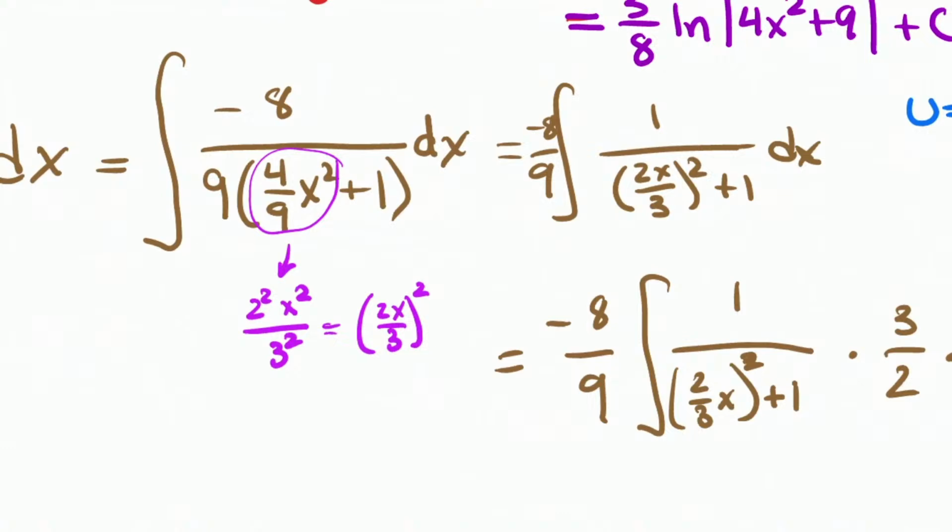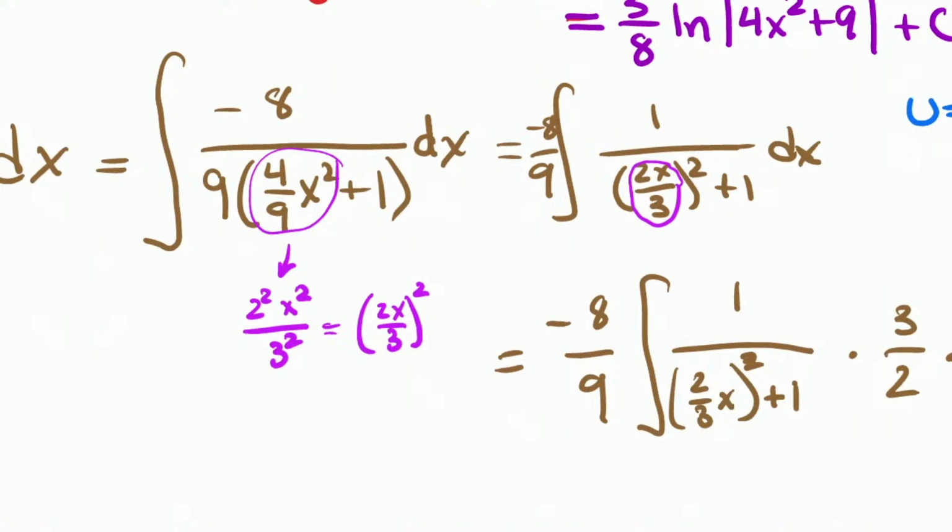Would it have messed up the final answer if you had kept it as 4/9 x squared? Yes, it would. Because then what are you going to do for your substitution? If you do u equals, you need something that you can substitute for u. So now I actually have something that I can substitute for u. So yeah, I absolutely need that.